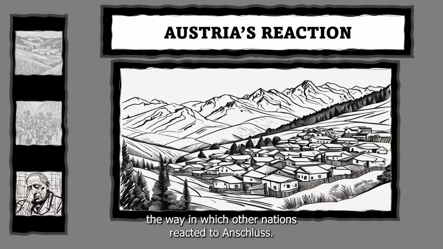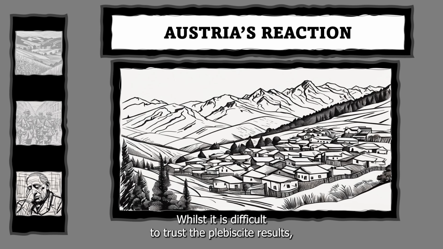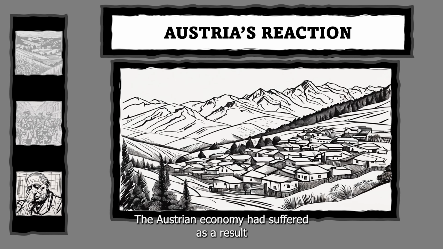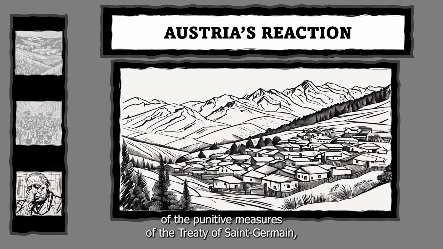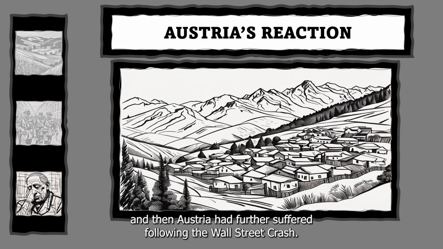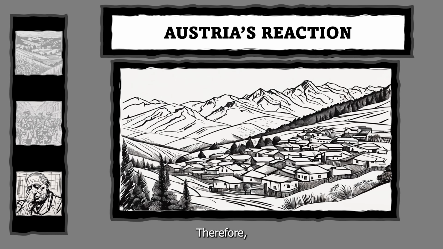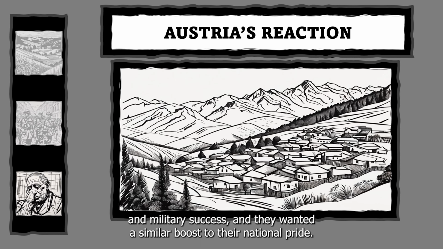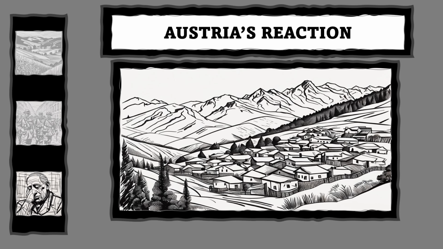Let's now examine the way in which other nations reacted to Anschluss. Whilst it is difficult to trust the plebiscite results, there was still evidence that the majority of the Austrian people supported the unification. The Austrian economy had suffered as a result of the punitive measures of the Treaty of Saint-Germain, and then Austria had further suffered following the Wall Street crash. Therefore, many felt disaffected and wanted radical change. They looked to the way in which the Nazi Party had achieved economic and military success, and they wanted a similar boost to their national pride.